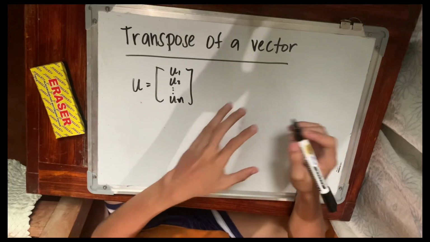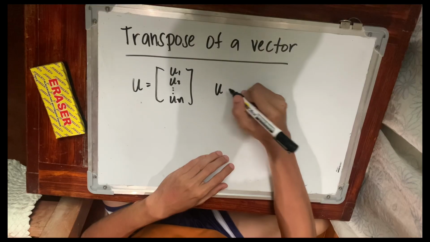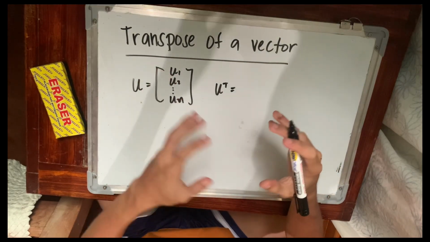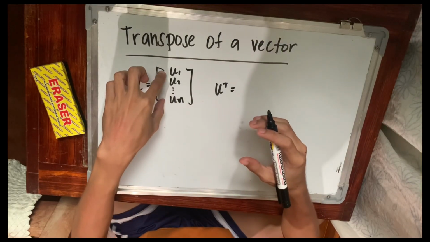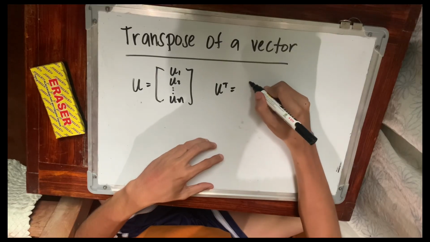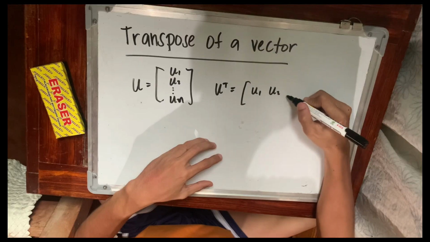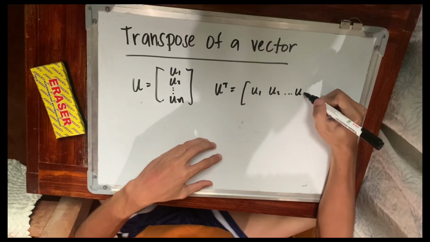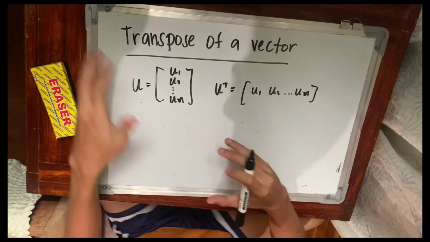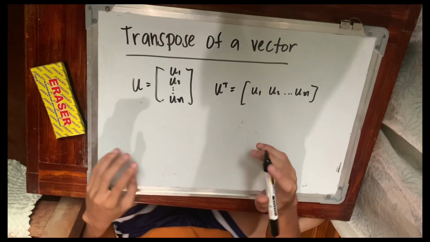And we want to find the transpose of this vector. So the transpose of vector u is, in this case, we want to change this column into a row, so it will become u sub 1, u sub 2, up until u sub n. And this is how we deal with transpose of a vector. So let's have another example.